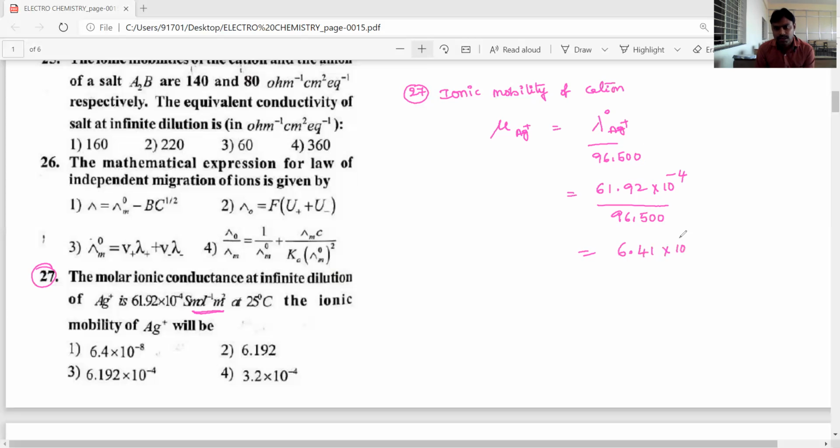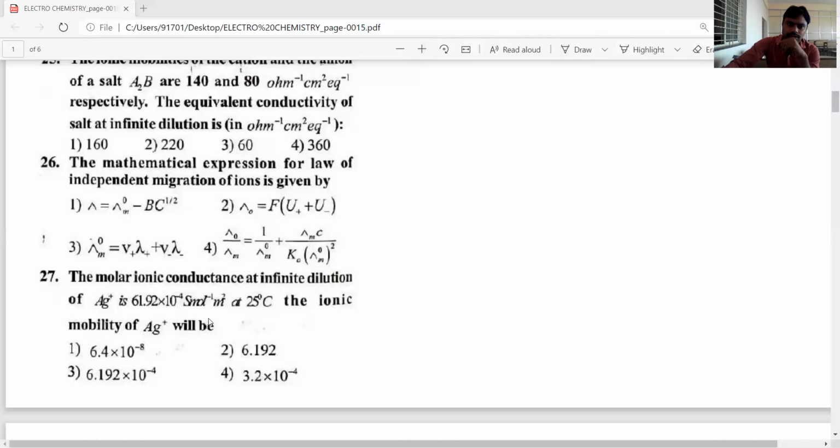6.41 into 10 to the power of minus 8. So the first one is correct. See here, the ionic mobility of the cation is equal to the ionic conductance of the cation at infinite dilution divided by 96,500. In the same way, the ionic mobility of the anion is the ionic conductance of the anion at infinite dilution divided by 96,500. Then we get the ionic mobilities of the cation as well as the anion. Okay, let's go for the next question.